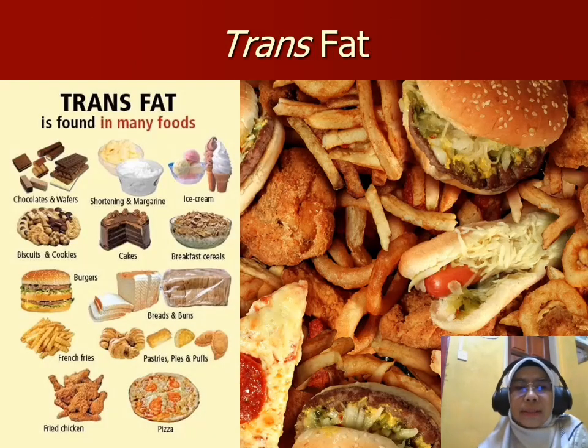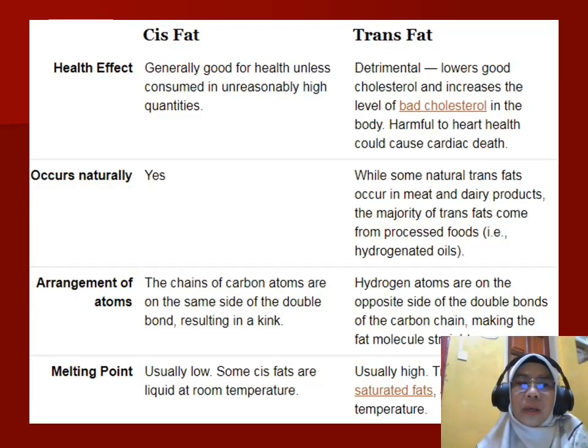Okay, this is an example of many foods that have trans fatty acid. Chocolate, like a chocolate wafer, ice cream, margarine, biscuit, cakes, breakfast cereal, bread, buns, pizza, fried chicken, French fries, and maybe others.